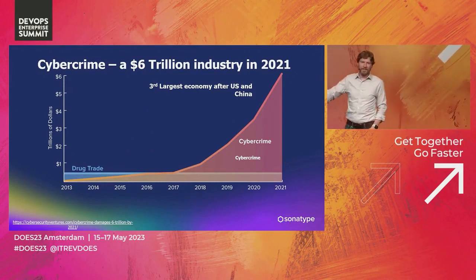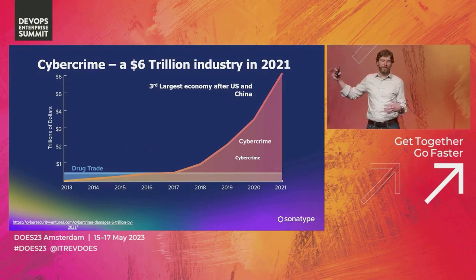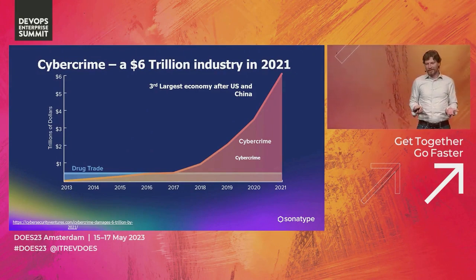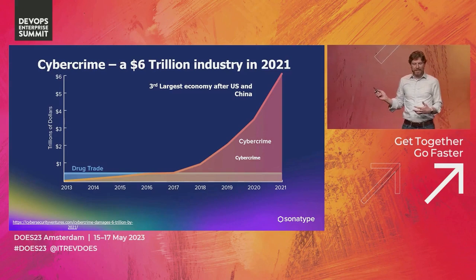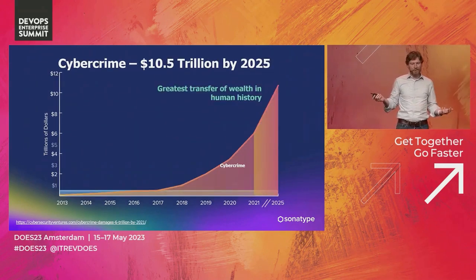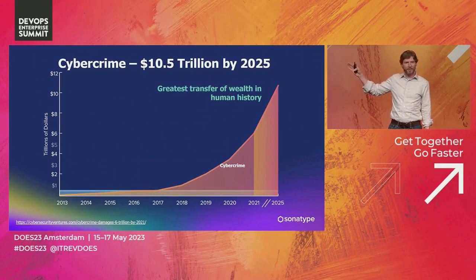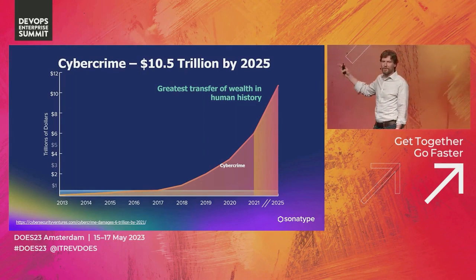So just like the data breaches chart kept growing, we see the same thing with cybercrime. Cybercrime is now a $6 trillion industry, which makes it, if it were an economy, the third largest economy after the US and China. And that's forecast to grow to $10.5 trillion by 2025, which will make it the largest transfer of wealth in human history. Like, think about that. Over $10 trillion being transferred from legitimate individuals and businesses to cyber criminals, right?